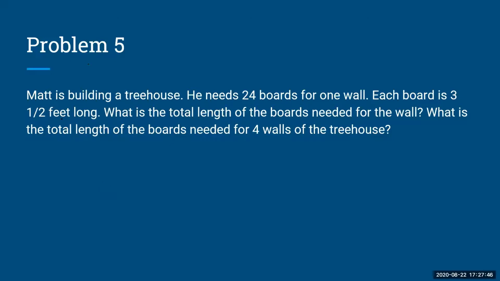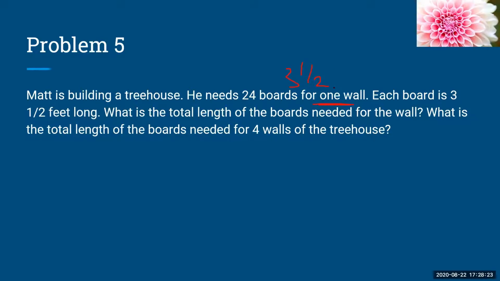Anyways, next problem. Matt is building a treehouse and he needs 24 boards for one wall. Each board is 3.5 feet long. What is the total length of the boards needed for the wall? So for one wall. And what is the total length of the boards needed for 4 walls of the treehouse? So each board is 3 plus a half feet long, right? 3 and 1/2. Yes, this is a mixed number. 3 and 1/2 feet long.